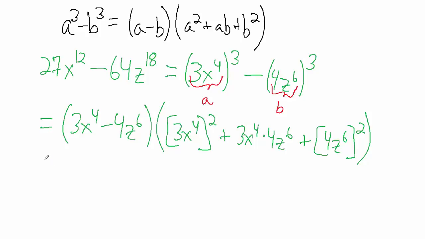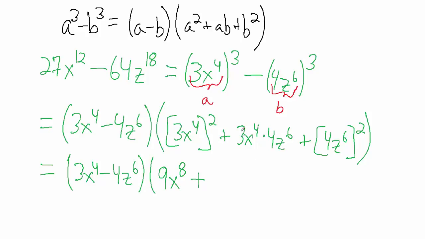Now when we simplify, what do we get? Well, 3x to the 4th minus 4z to the 6th, nothing really we can do with that. But then in here, 3x to the 4th, if we square that, 3 squared gives us 9. X to the 4th squared gives us x to the 8th, because 4 times 2 is 8, so remember those rules for exponents and variables.